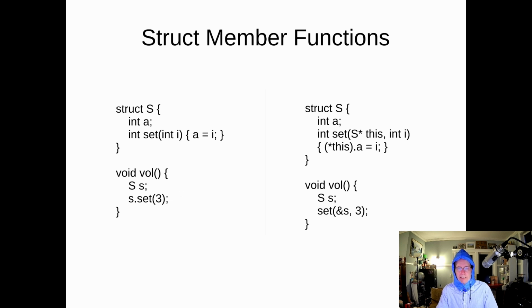And when we call a member function, where here we get the instance of S and we call the member function set on it, we'll see the address of the S is passed to initialize this pointer, and of course the value for I is 3.